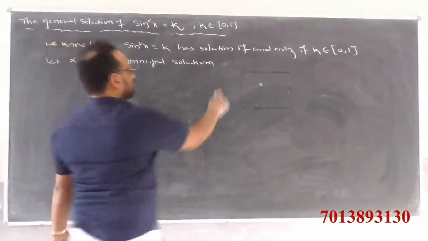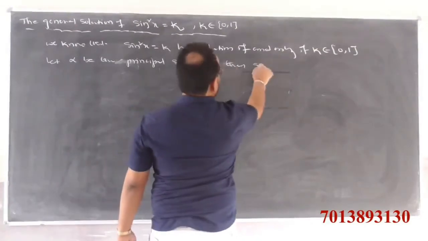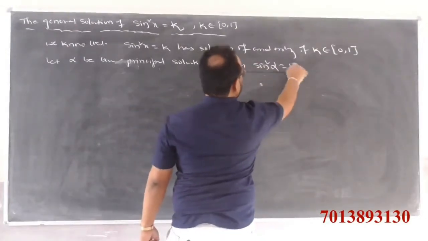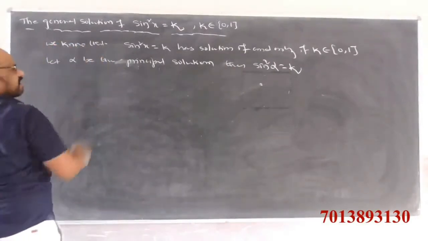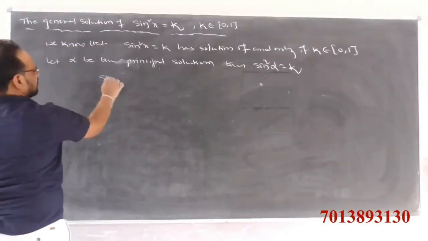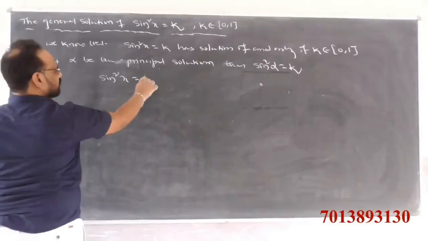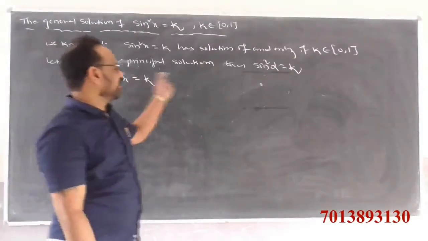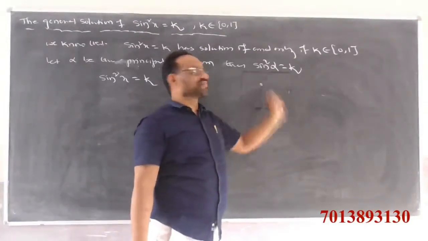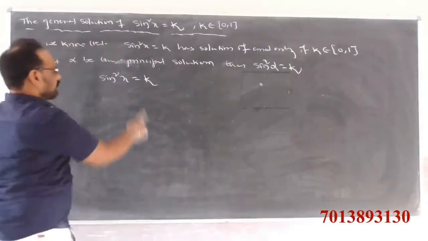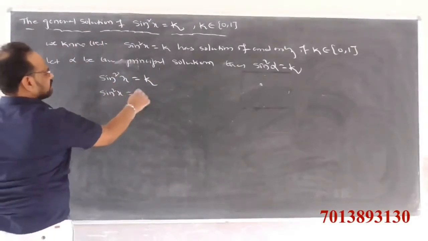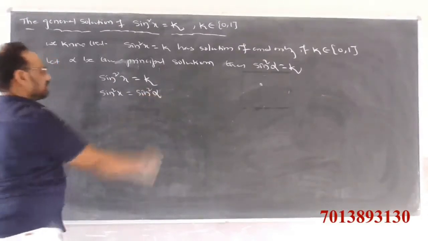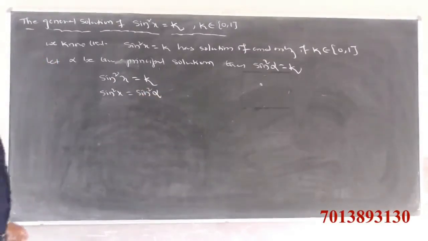Let alpha be the principal solution. Then sin square alpha is equal to k. We want the general solution of sin square x equals k. Since alpha is the principal solution, sin square alpha is equal to k. In the place of k, write sin square alpha. That is, sin square x is equal to sin square alpha.